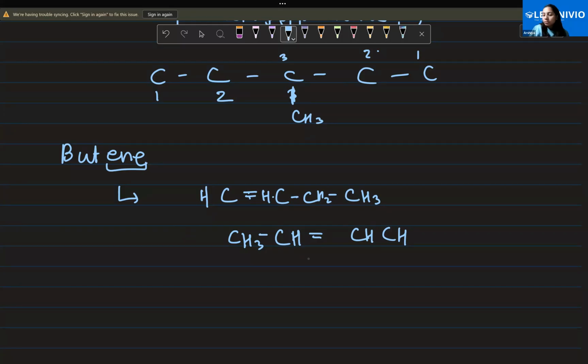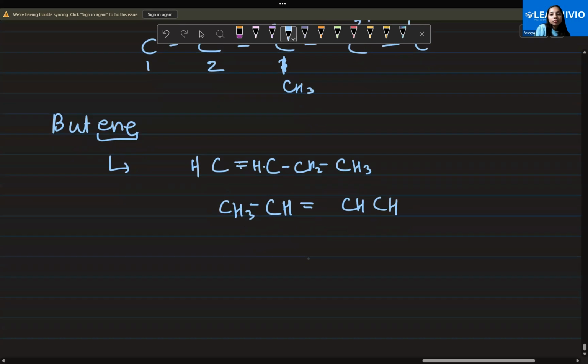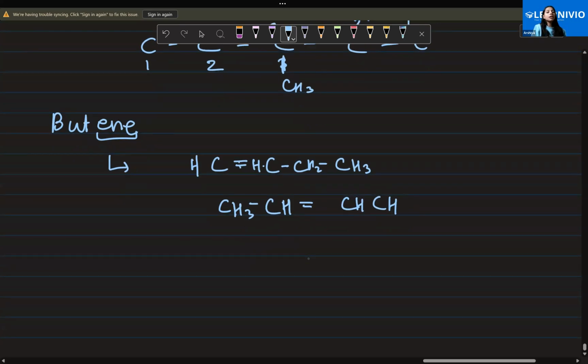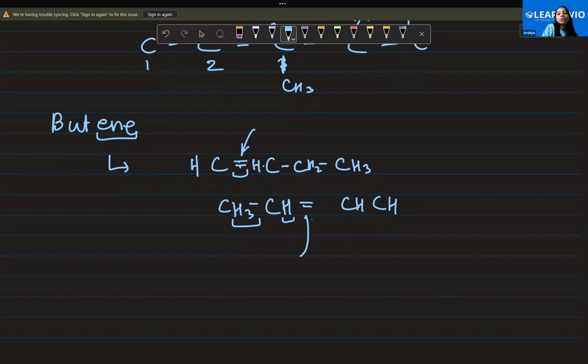Ma'am, because there is no CH3. There is no CH2. See, why it's not butene is because the position of the bond has changed, right? First, this CH3 and this hydrogen depend on the bonds of the carbon, so it will change. So how will you identify it? On the basis of the bond. In this, the bond was here and it shifted to this position, right? Yes, ma'am. So now we have to basically use the nomenclature. We have to name this new compound we have got.